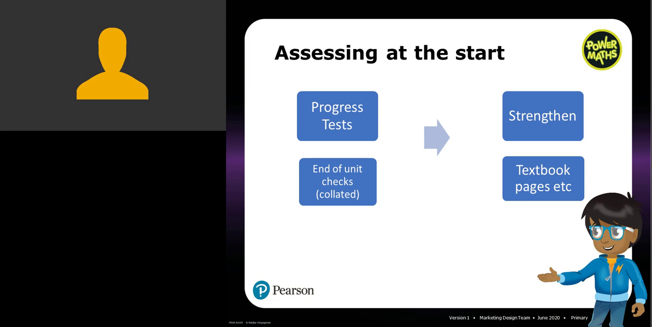And the other thing, which maybe is something slightly softer, is using those collated files of the end of unit checks. So you could be giving children at the beginning of year 5 end of unit checks from year 4 to work through, and then you'll be able to see which units did they have a strong understanding of, which ones less so. So that's kind of the left-hand side of this slide.